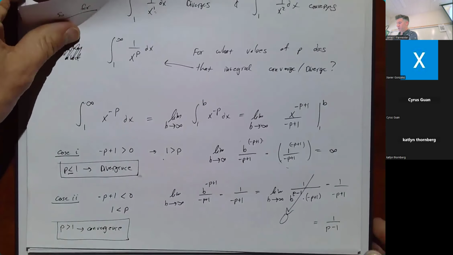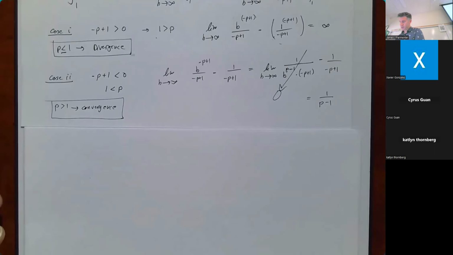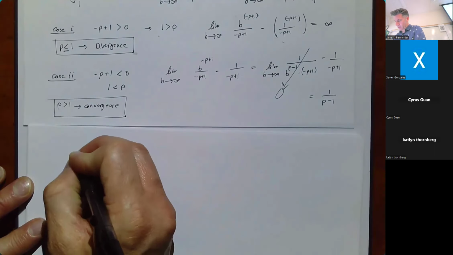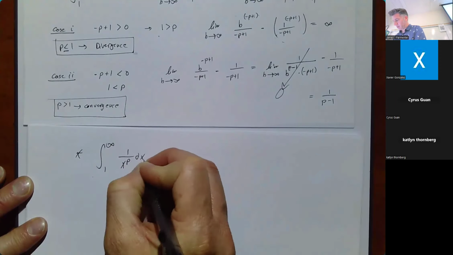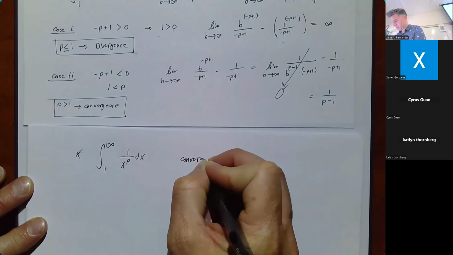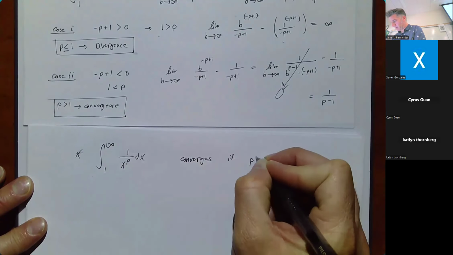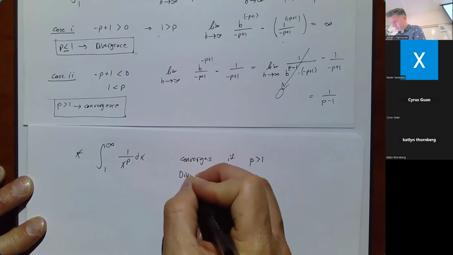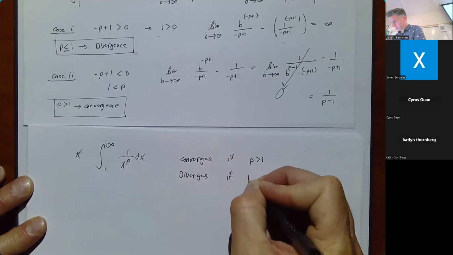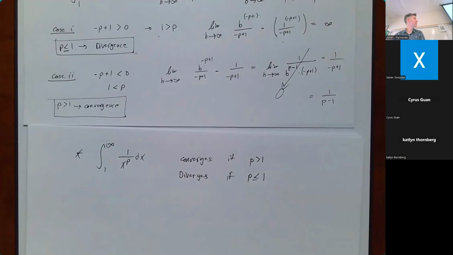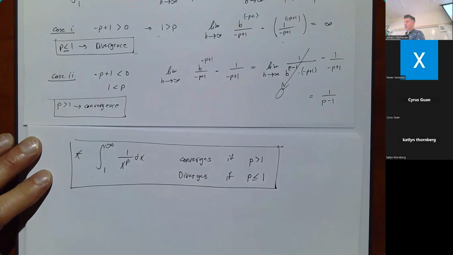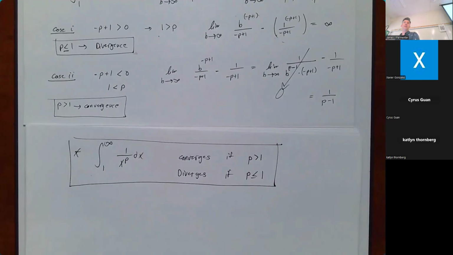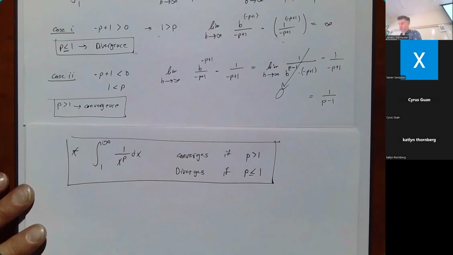So let's actually write that over here just so we can say it again. The integral from 1 to infinity of 1 over x to some power converges if that power is bigger than 1, diverges if that power is less than or equal to 1. What's nice about this is it can give us some intuition as to whether or not something's going to converge or diverge. For example, I like this example.